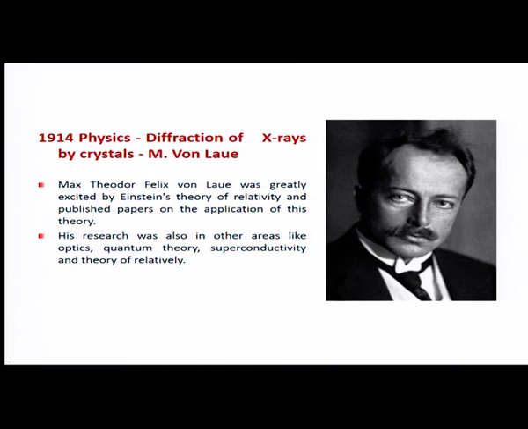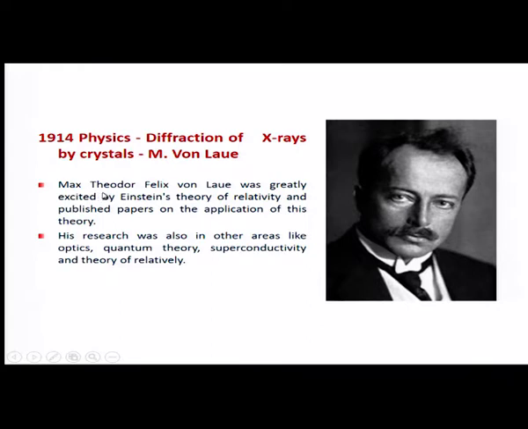Then in 1912, Max von Laue, again a German physicist, proved that when X-rays fall on a crystal, they produce diffraction. The rays are just bent, and when you keep a photographic plate and develop it, you find black dots. So, in 1914 he was honored for his discovery of diffraction of X-rays by crystals. The Nobel Prize was given to him.